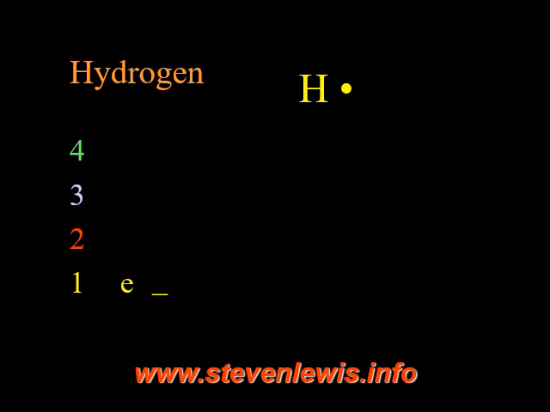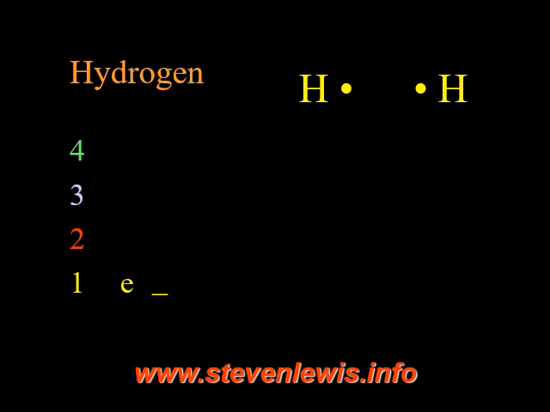Here is the valence electron dot structure for hydrogen. We use the symbol for hydrogen, capital H, with one dot beside it indicating the one valence electron. Suppose we bring in a second hydrogen atom. It also needs to pick up an additional electron to achieve a more stable configuration.